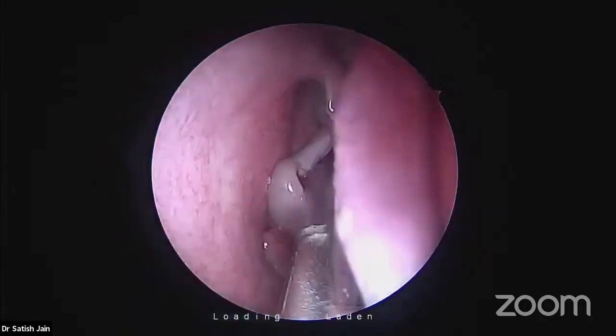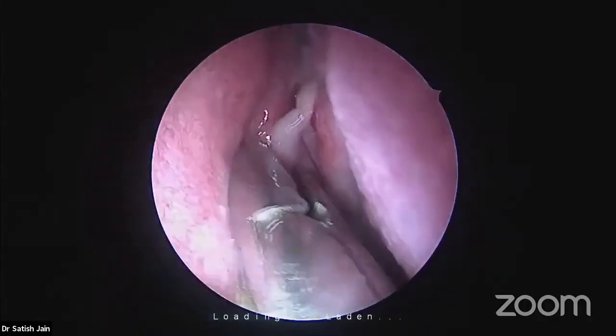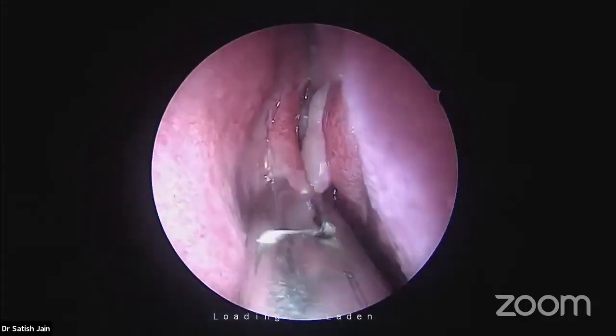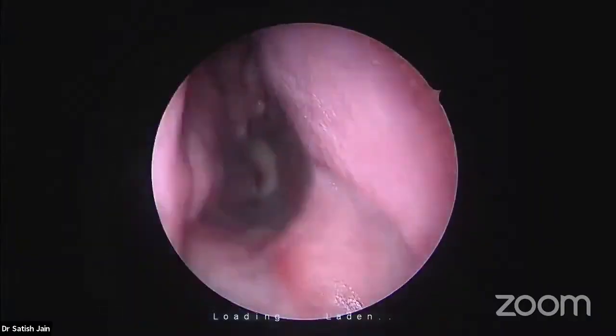Now see, these are polyps which have been compressed. See this? All these polyps are completely decongested. Sir, one more question, sir. What about the heart rate? Would you like to comment something upon that?